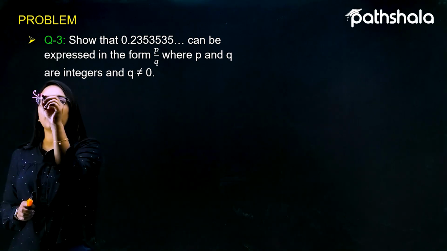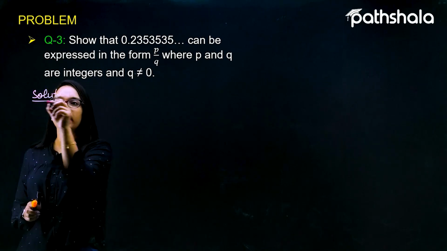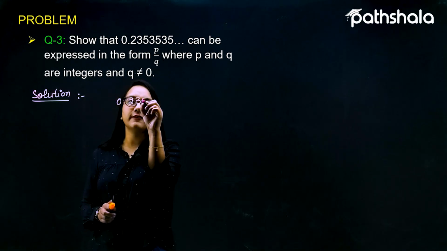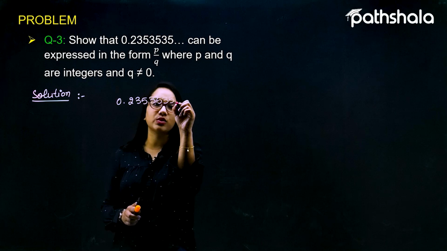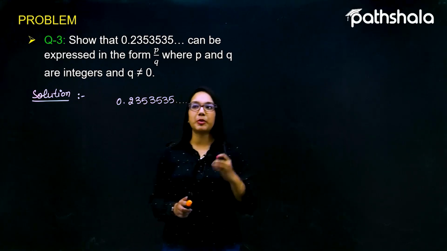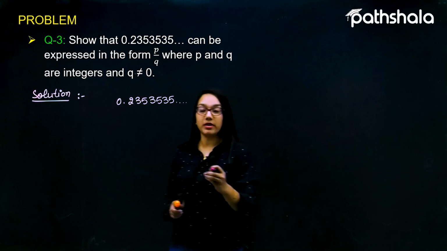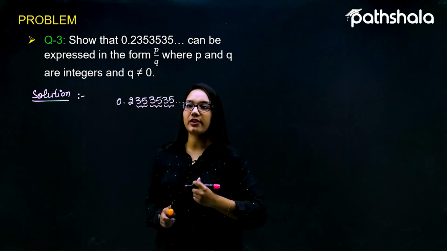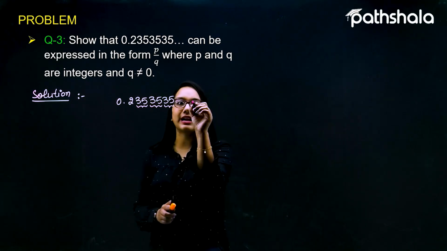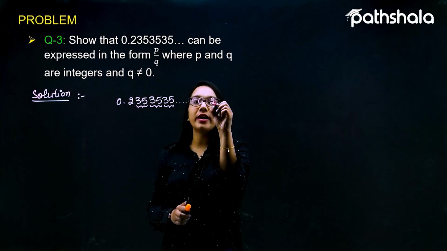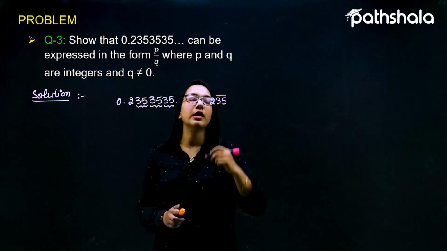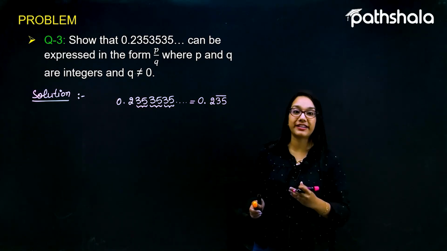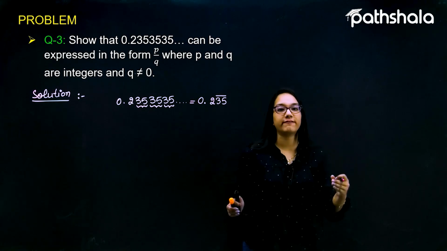First of all, we'll talk about the number which is given to us. The number is 0.23535 and so on. As we know, in this particular number, a pair of numbers, that is 35, is repeating itself again and again. So 35 is actually a repetitive string of numbers. So we can say that this can be represented as 0.235 bar, because the two numbers are repeating again and again.